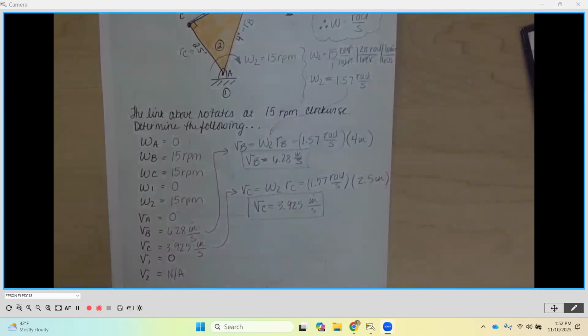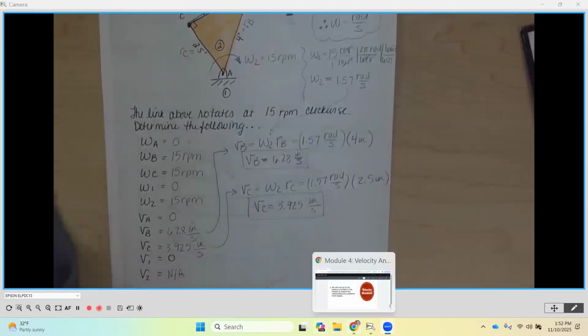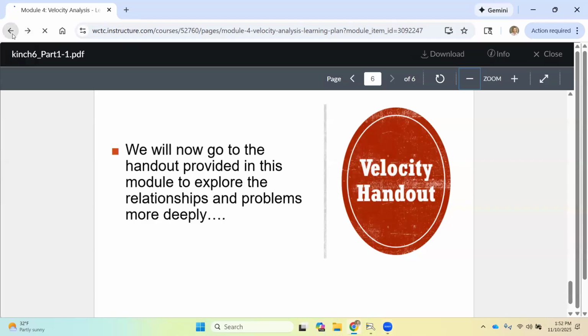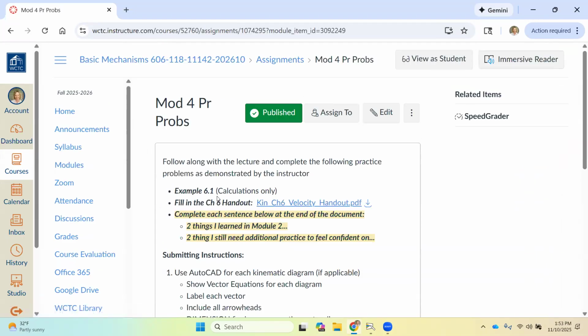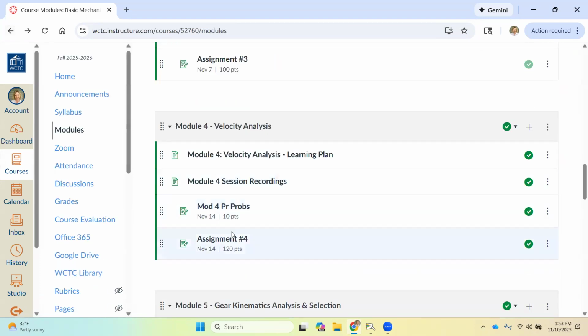But before I go, what I do want to do is look at our assignment and show you that for what we've accomplished today, there are some problems you can get started on in assignment number 4. Before I go to assignment 4, the practice problems: we already did example 6.1, and we will be finishing up the handout the next time we're together to round out our practice problems. So nothing to hand in just yet for practice problems.